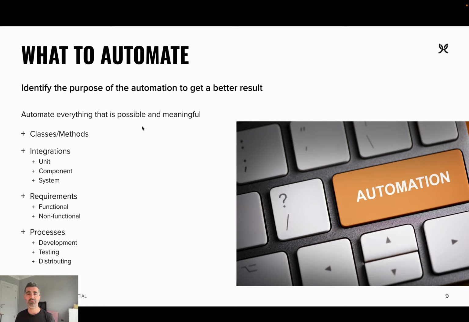Basically, we can automate the classes and methods at the unit level, or at the integration level, we can automate the unit integration component of the system integration test. We can also automate requirements, both functional and non-functional. Also, some processes take a long time if we do them manually. So we can automate the software development process, the software testing process, or the application distribution process.